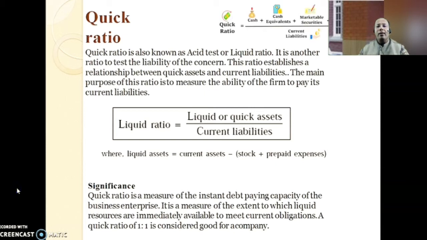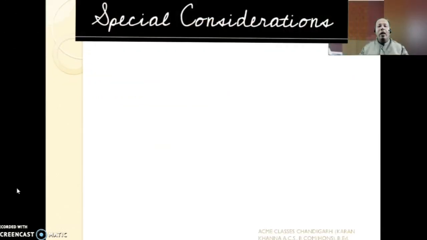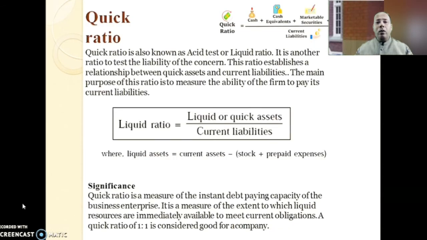So what are quick assets? Quick assets are cash and cash equivalents, marketable securities and receivables. From now on to the end of this series of videos, I will discuss special considerations for each and every ratio, things which children generally miss out on while they are preparing for their Viva. The ideal quick ratio is equal to 1:1.